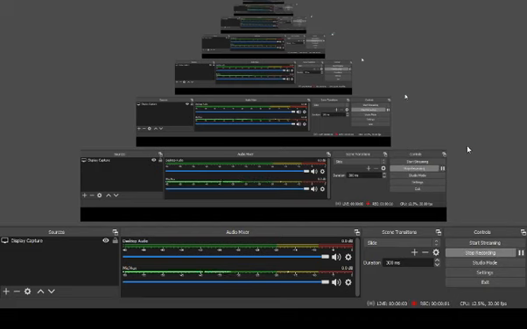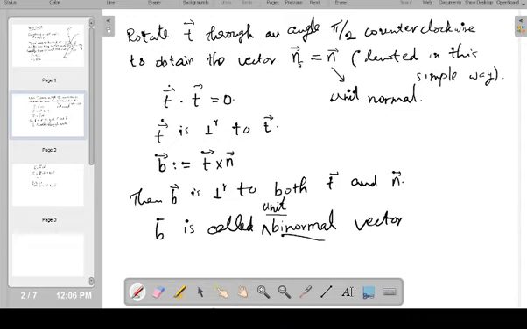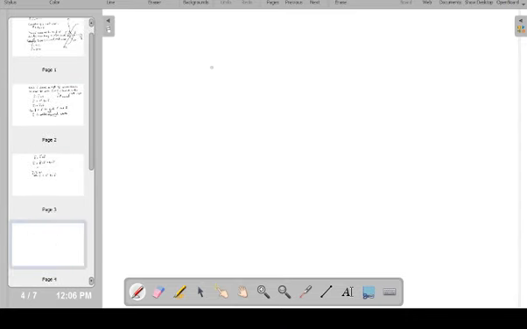Hello students, we are going to start with space curves.